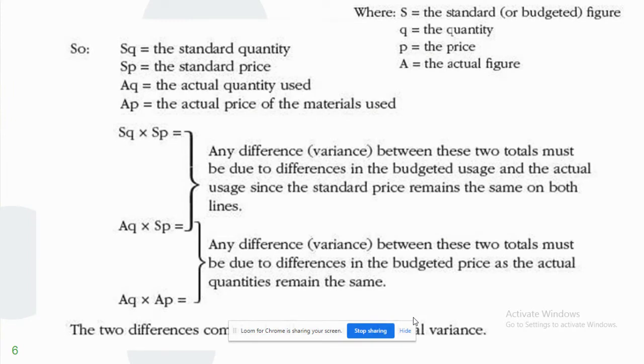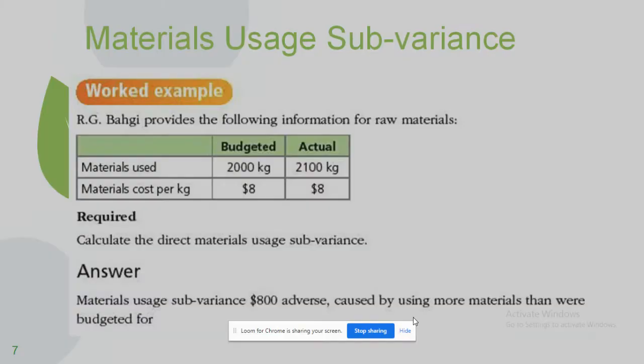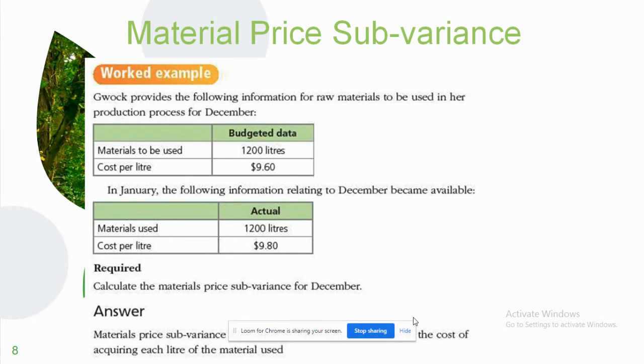So if we look at it, AQ is the same for the two. So standard price and actual price are the differences. So we are looking at the difference in the price incurred. If we look at it, 1,200 liters were budgeted for and were actually used. But the cost per liter budgeted was $9.6, actual was $9.8.